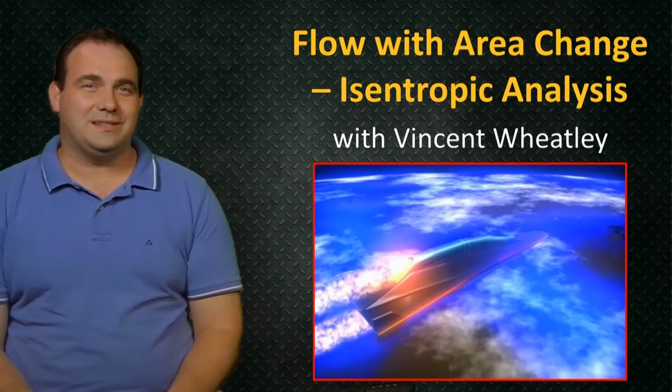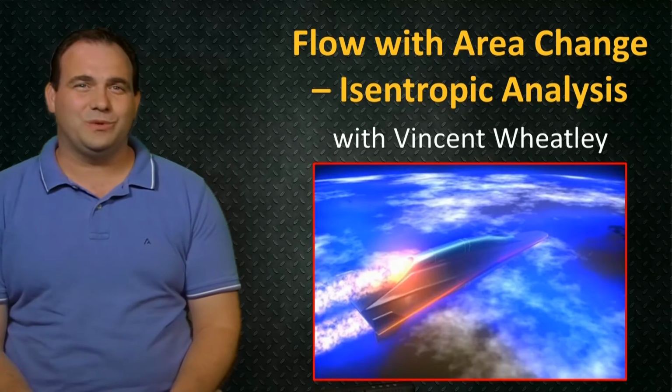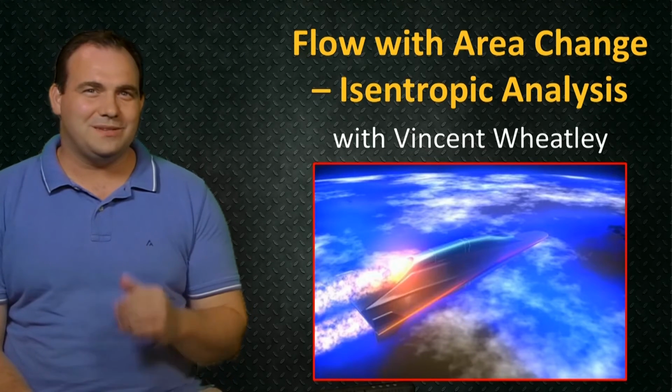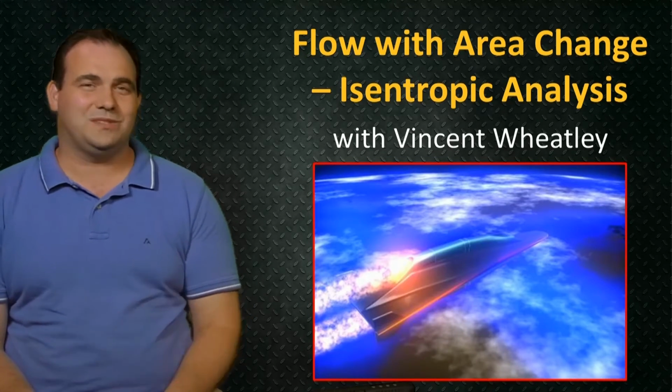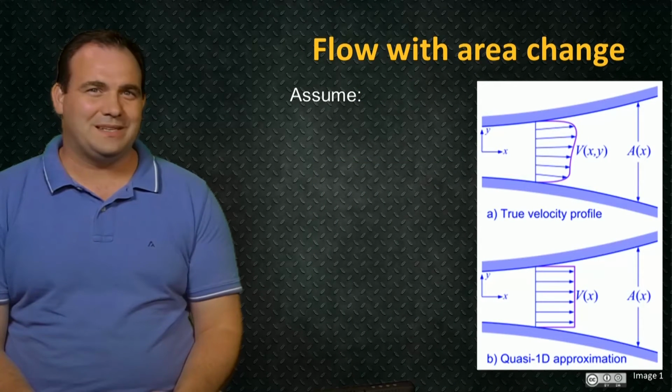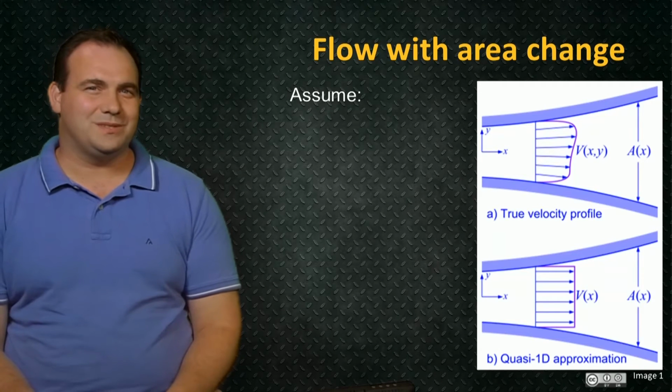The goal of this unit is to understand how a compressible fluid responds to changes in the area it's flowing through, such as those encountered by a gas being exhausted through a nozzle. To simplify our analysis of flow with area change, we need to make some assumptions.